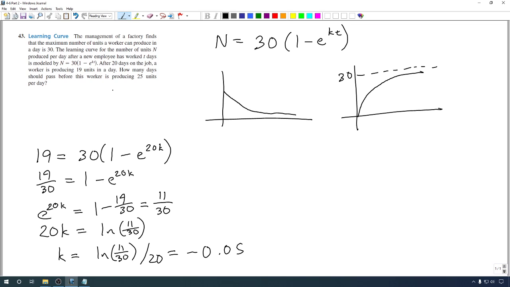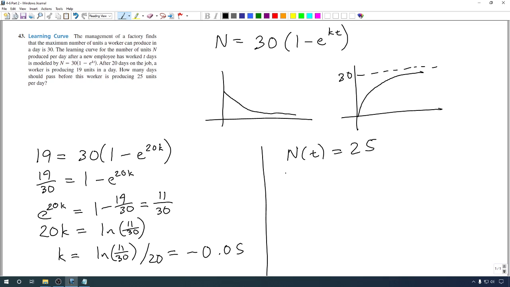Now, we're not really asking for the k value. We're asking how many days should pass before this worker is producing 25 units per day. We're basically asking, what is n of 25? What value do we get for the function at 25? Or, no, that's not what we're asking. We're asking what time t makes n equal to 25. That's what we're asking. What t gives us a value of 25?